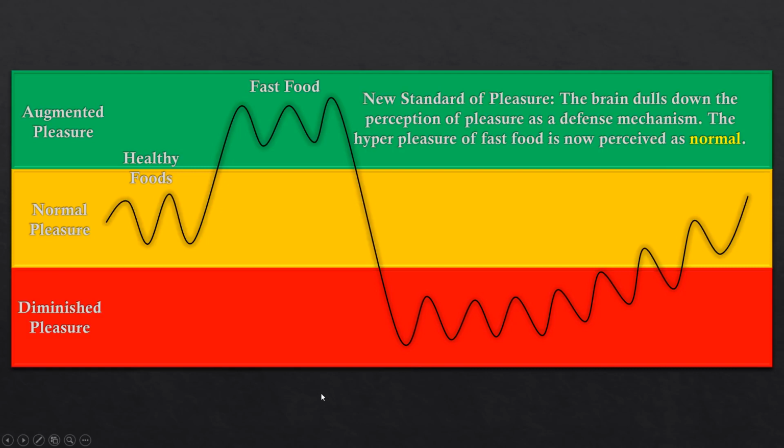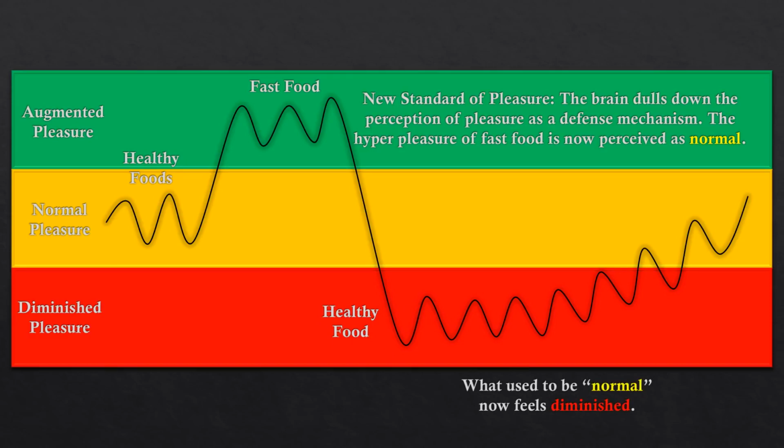So let's say you stop eating fast food and now you decide to be healthy again and only eat whole foods. Your brain will not get the normal pleasure you used to get from healthy foods, and you will have the sensation of diminished pleasure, and you will desperately try to go back to the new standard of pleasure that you have created.